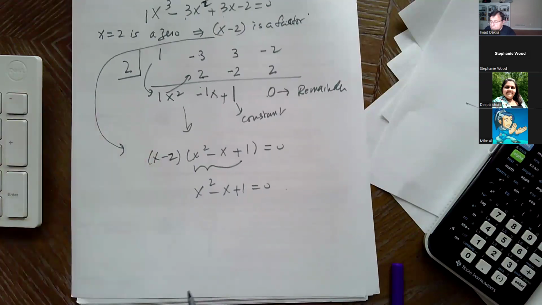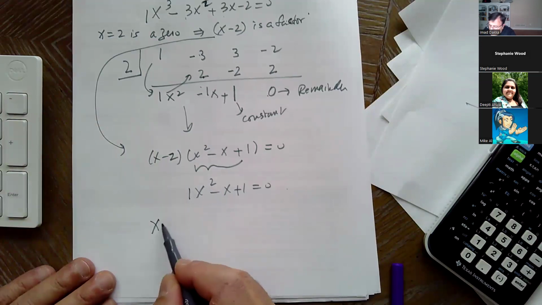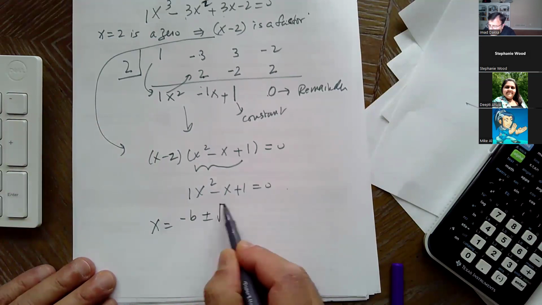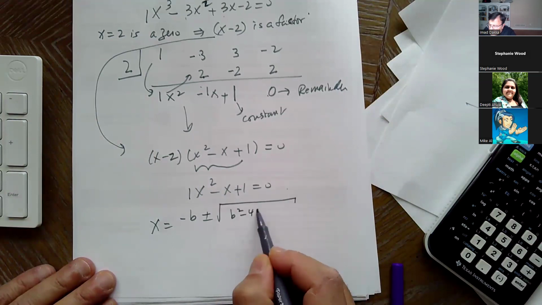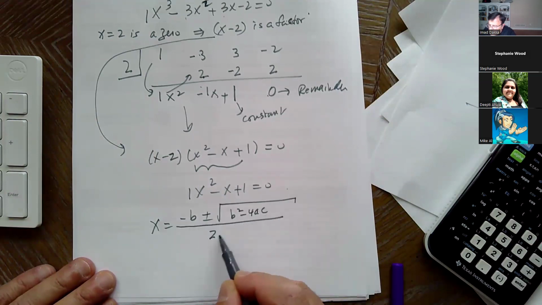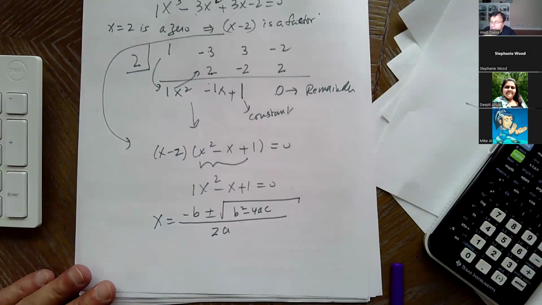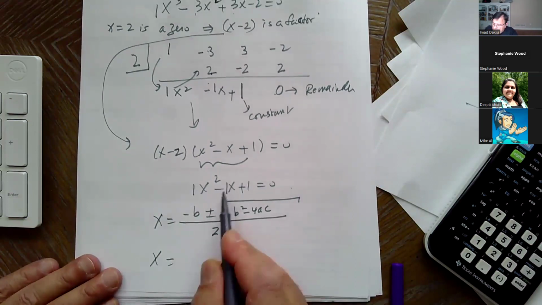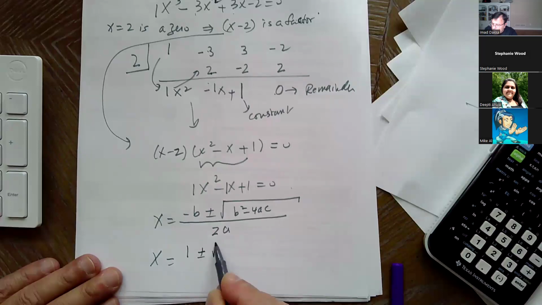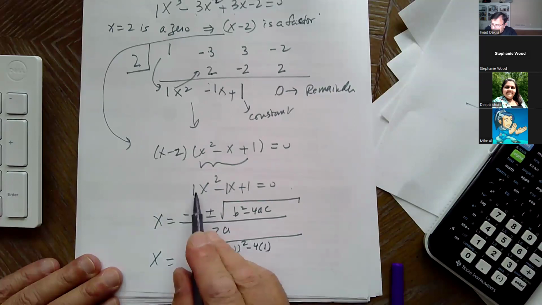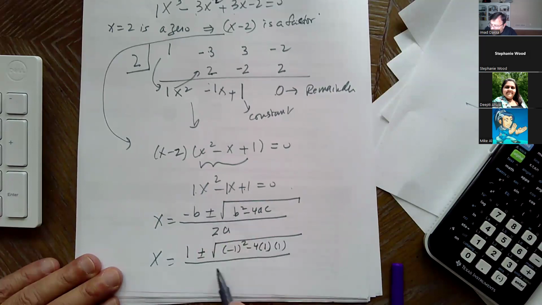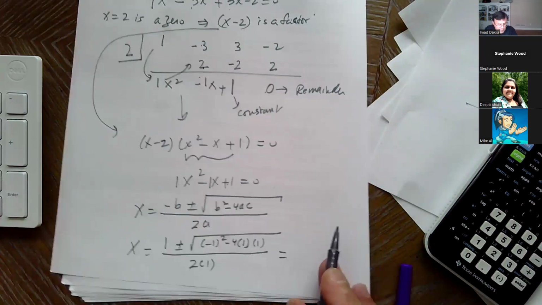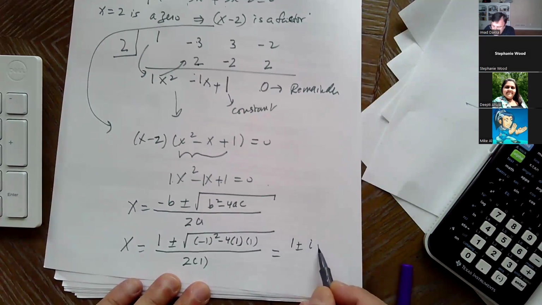imaginary zeros. So we're going to use the quadratic formula. x equals negative b plus or minus the square root of b squared minus 4ac, all over 2a. To get those imaginary solutions, we need the quadratic formula. That's not going to factor. So b is -1. The opposite of -1 is 1, plus or minus the square root of b squared minus 4ac, where a is 1 and c is 1, all over 2 times 1. And this comes out to be 1 plus or minus i root 3 over 2.